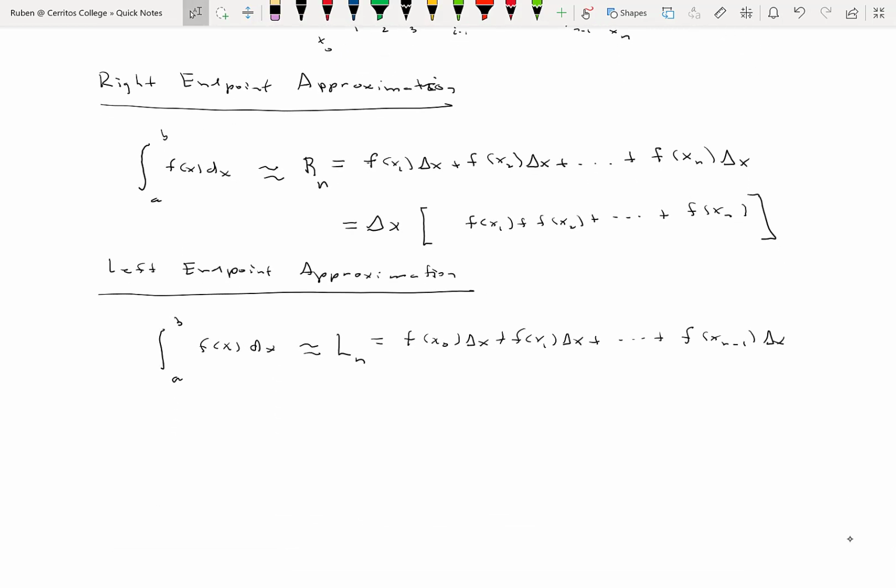Okay, so just as I did before, I'm going to factor out a delta x, and our formula then looks like delta x times f of x sub 0 plus f of x sub 1 plus dot dot dot all the way up to not f of x sub n, but f of x sub n minus 1.